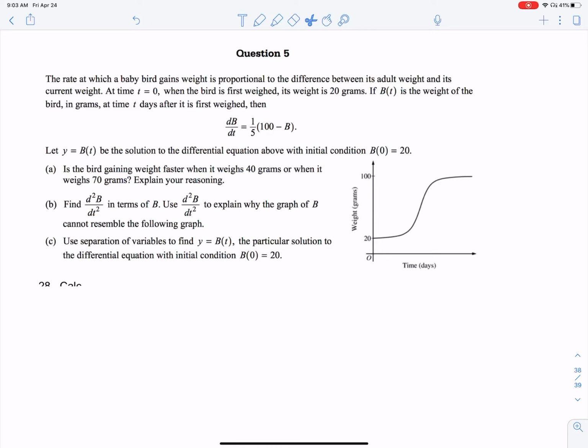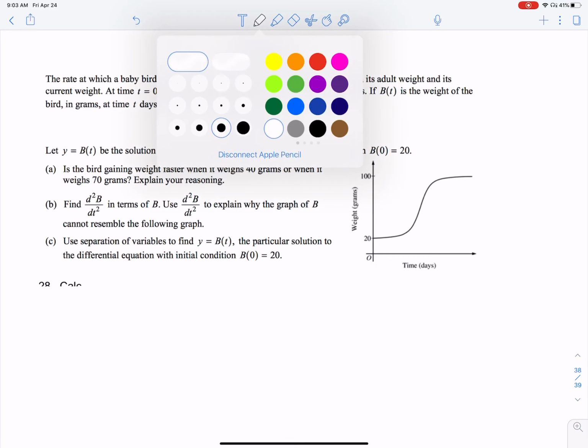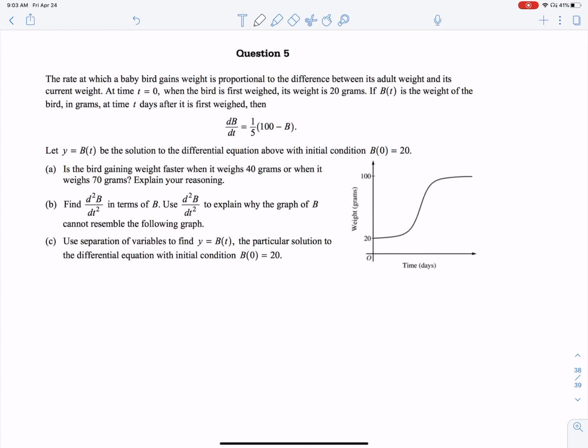Okay, so today we are going to look at number 27 from the free response. So let's see what we got here.